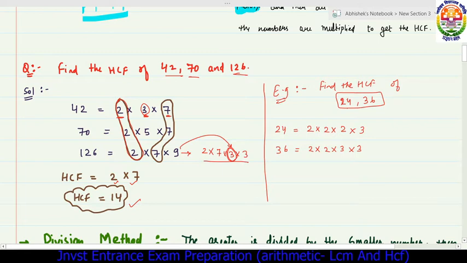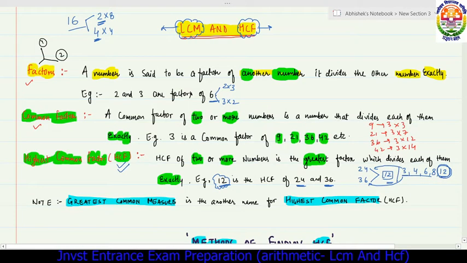Now find the common factors: 2, again 2, and 3. So now the HCF is 2 into 2 into 3, which comes to 12. See this, 24 and 36 have HCF 12. Clear?